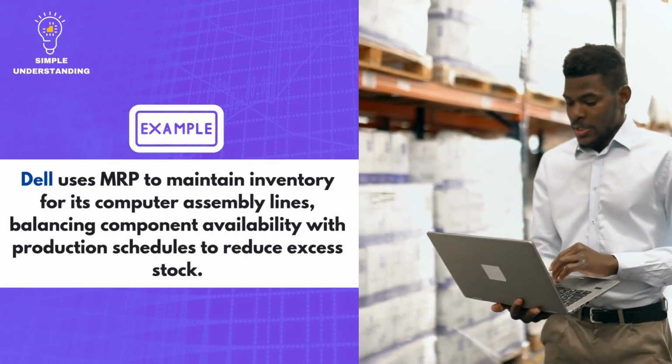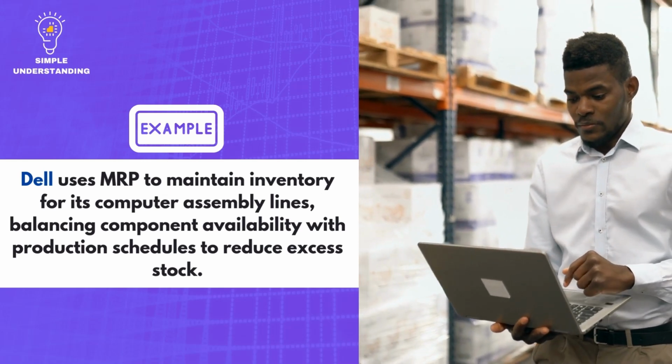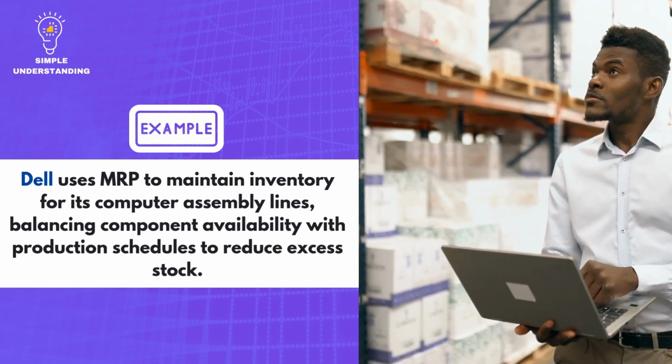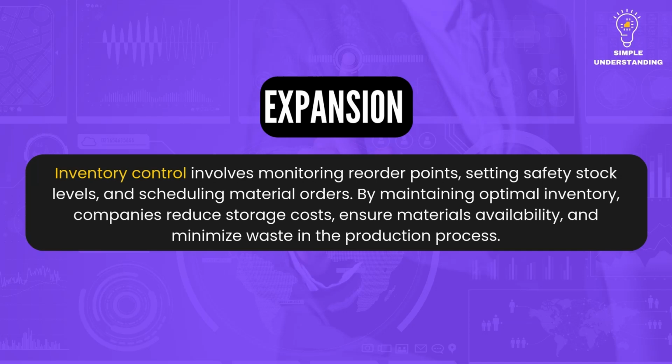Real company example. Dell uses MRP to maintain inventory for its computer assembly lines, balancing component availability with production schedules to reduce excess stock. Expansion. Inventory control involves monitoring reorder points, setting safety stock levels, and scheduling material orders. By maintaining optimal inventory, companies reduce storage costs, ensure materials availability, and minimize waste in the production process.